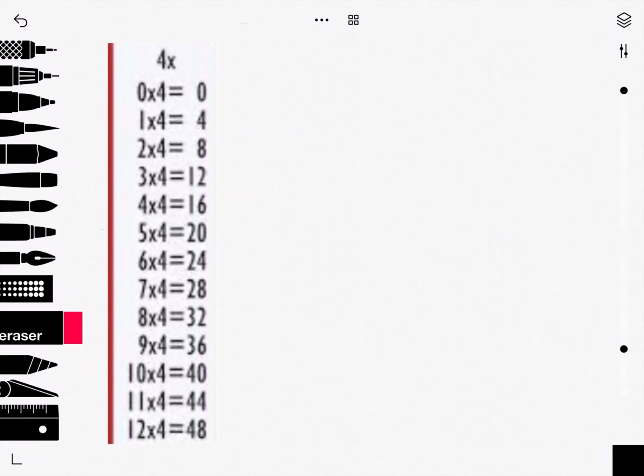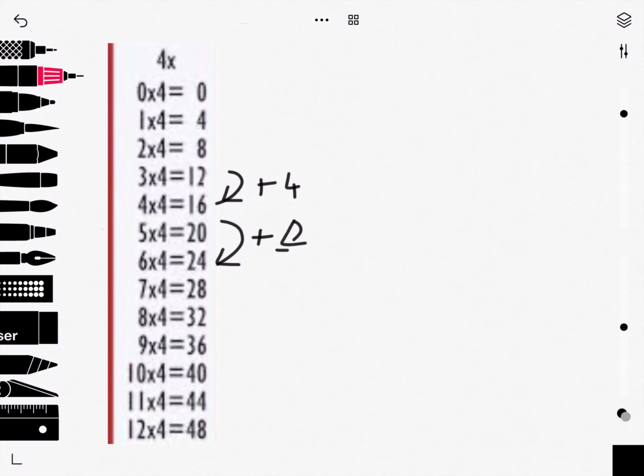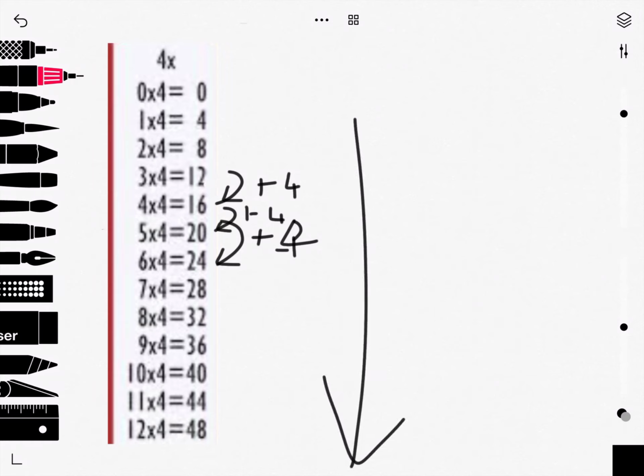It still adds 4. Still adds 4. Always adding 4. Including here, adding 4. All the way down, it's adding 4 each time.